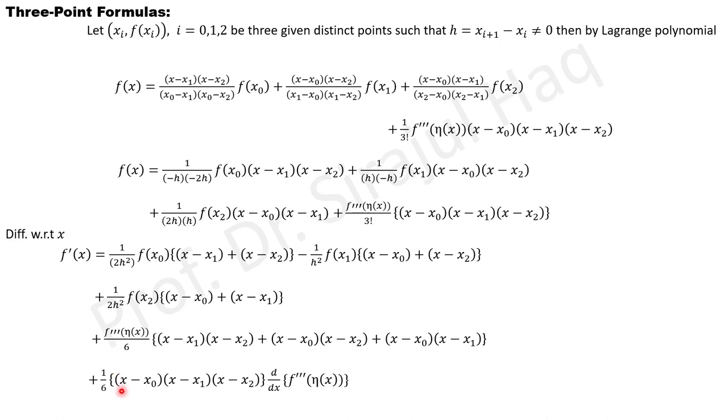But if I replace x by x0, this portion becomes 0. X by x1, this will become 0. X by x2, this will become 0. It means that at the data points, the problematic term will become 0. And that's the reason we can find derivatives at the data points only.